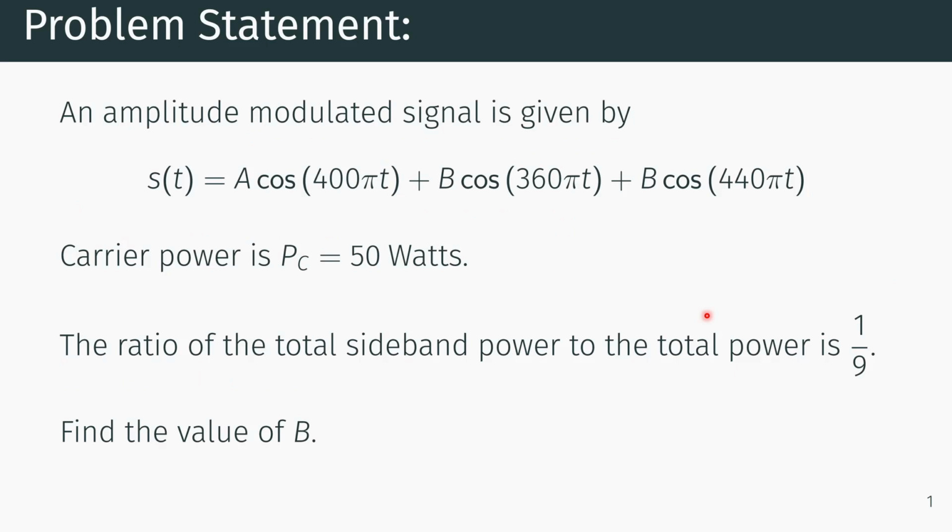The problem statement goes like this. We are given the modulated signal S(t) = A cos 400πt + B cos 360πt + B cos 440πt, and it is given that the carrier power is 50 watts and the ratio of total sideband power to the total power of the AM signal is 1/9, and we are asked to evaluate the value of B.